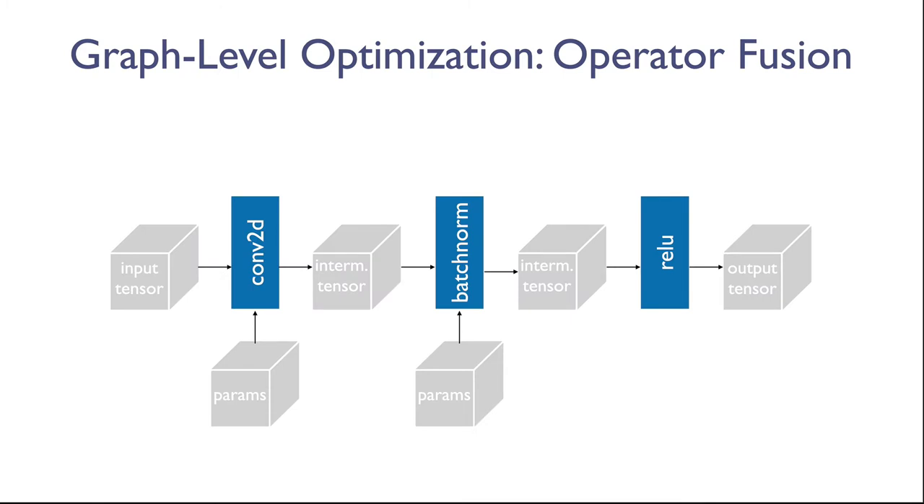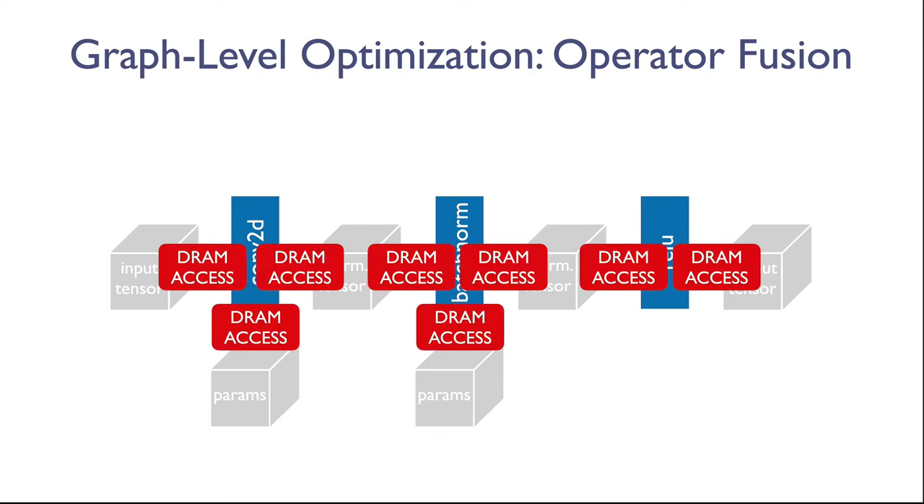So in graph-level optimization with operator fusion, we have a number of different operators that are run within your machine learning model. At every one of these points, you have the input tensor that flows into the operator, and the parameters that define how that operation works, and then the output of that is passed on to the next layer. We have DRAM access happening at every layer within the model.